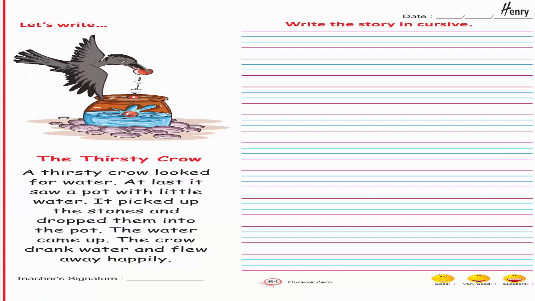Let's write. Write the story in cursive. The thirsty crow. A thirsty crow looked for water. At last, it saw a pot with little water. It picked up the stones and dropped them into the pot. The water came up, the crow drank water and flew away happily.